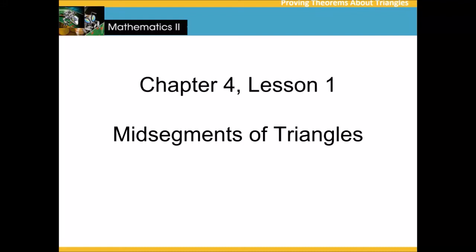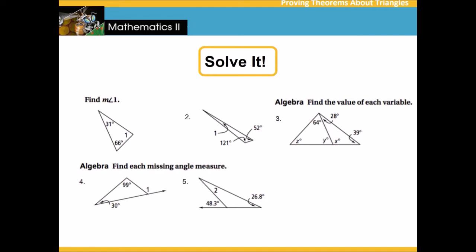This is Chapter 4, Lesson 1, Midsegments of Triangles. Here's your warm-up. Please find the missing angles using algebra. Note that you should be using the sum of your interior angles is 180 degrees for the first three. And then the exterior angle is the sum of the remote interior angles.